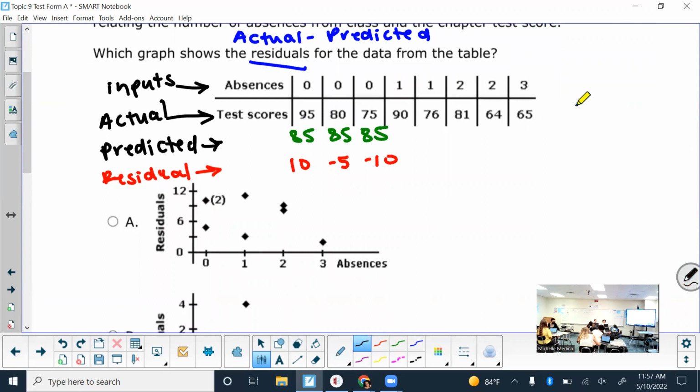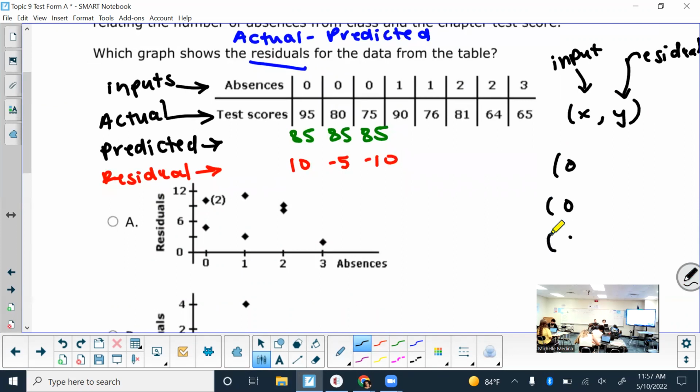So the way the residual plots work is your x is always your input and your y is your residual value. So based on what we just figured out for the residuals, I should have 3 different dots for when my input is 0. So we have 3 inputs of 0 and 3 different residuals. Does that make sense? So these points should be graphed on my answer. So let's see if we can eliminate any based off of just those.